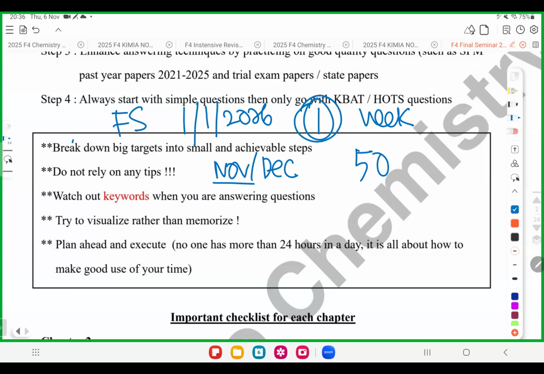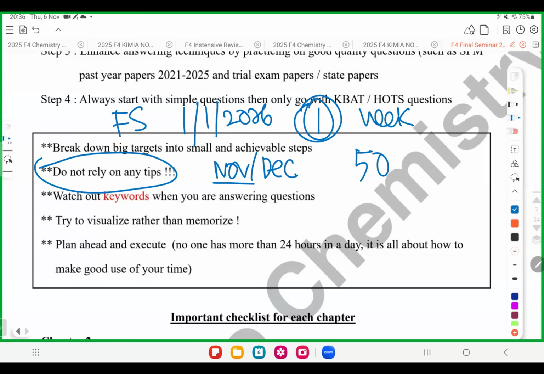So when you break a big target into a smaller one, it's more achievable. You got the idea? Number two, this is something I really want to tell you all. Don't rely on tips. I know some of you here are very happy with the tips, because in Form 4, you get a lot of tips. Some even get the tips from the school. Yeah. But when you go to Form 5, not really.